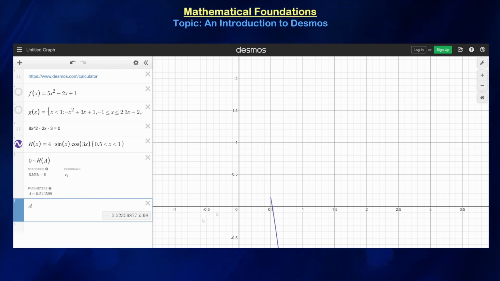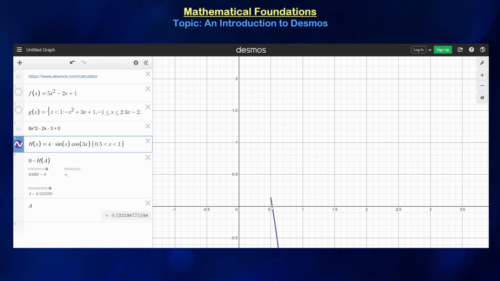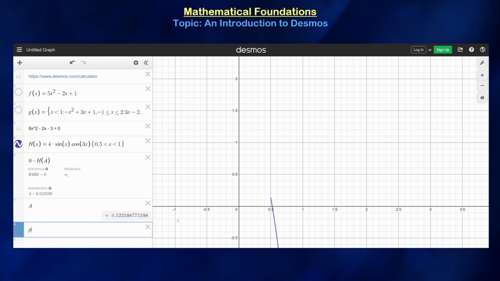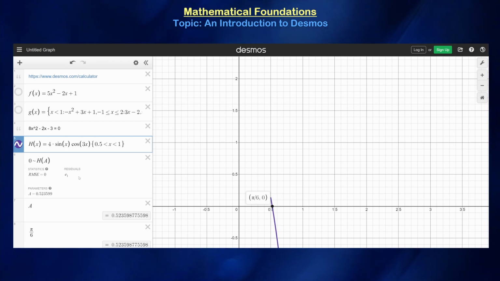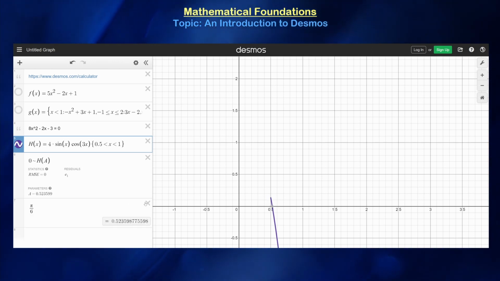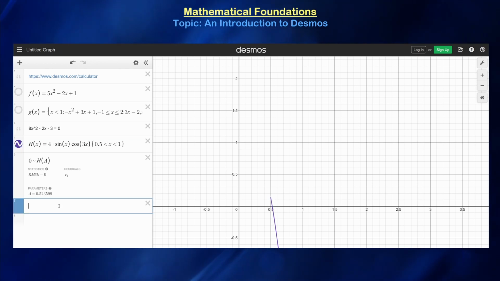So in this particular case, I have that the x-intercept is approximately equal to 0.523598, which is precisely equal to pi divided by 6, which is, of course, the same exact thing that it shows here. Right? So solving equations, easily done in Desmos. That's not that big of an issue.